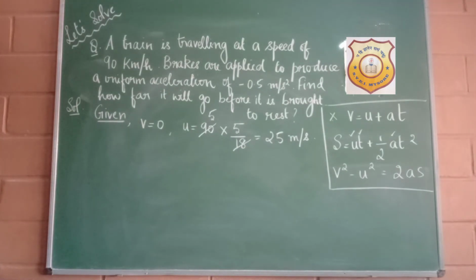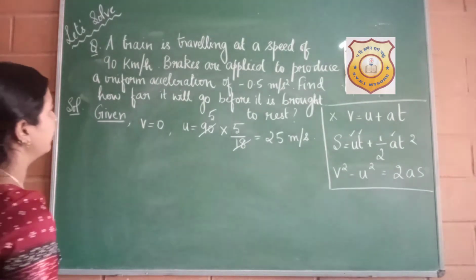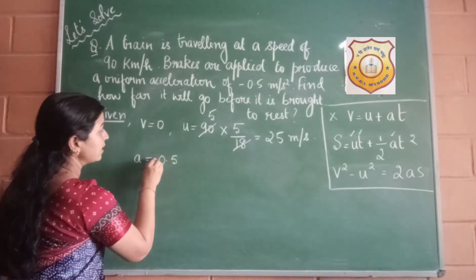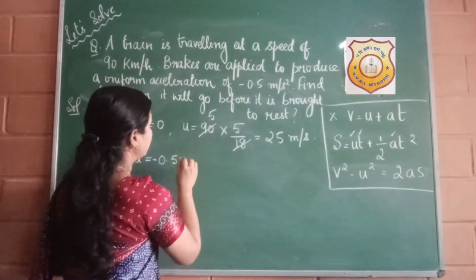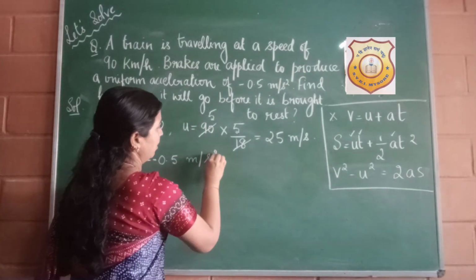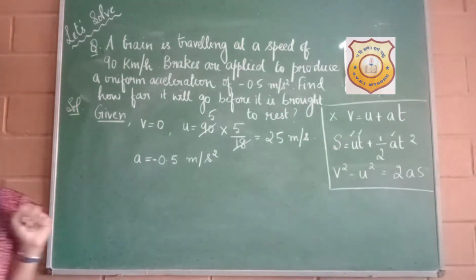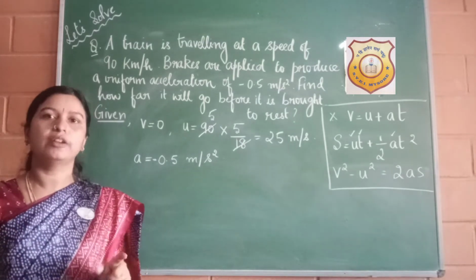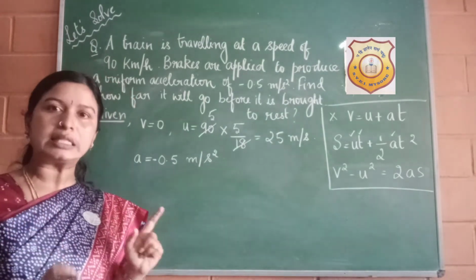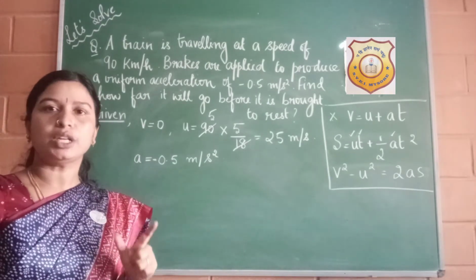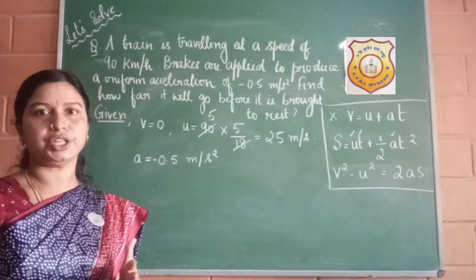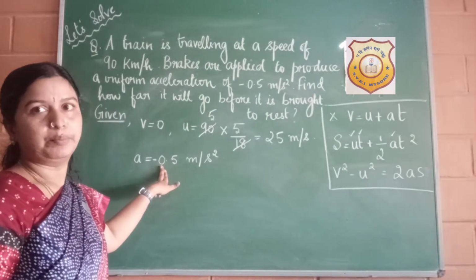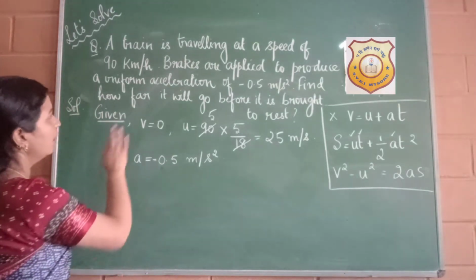And they have given a uniform acceleration. So a equal to minus 0.5 meter per second square. Why is acceleration with a negative sign? Brakes are applied, so whenever final velocity is less than initial velocity, it is actually negative acceleration or retardation. So whenever it is a negative acceleration, it gets a minus symbol before the number. Now what is it we have to find?